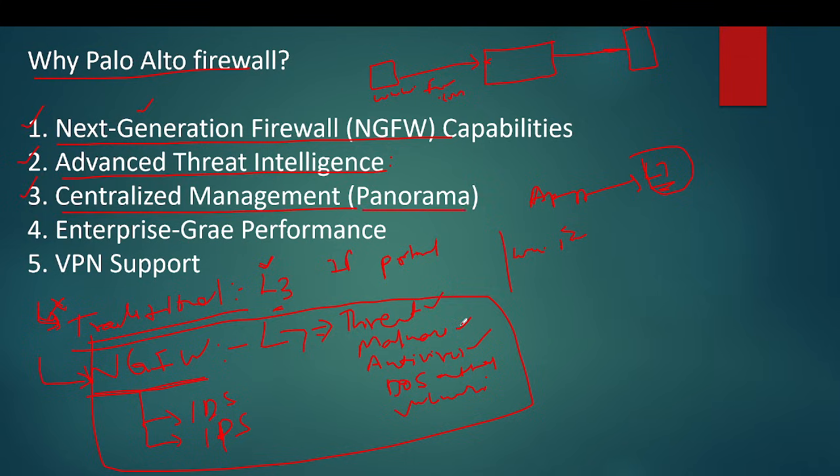So what does this centralized management mean? Let's suppose you have a company and you have branch offices in Hyderabad, Bangalore, Chennai, or Mumbai, anywhere. If you are having multiple branch offices and you want to manage all these firewalls through a single location, that way this centralized management device called Panorama will come into the picture.